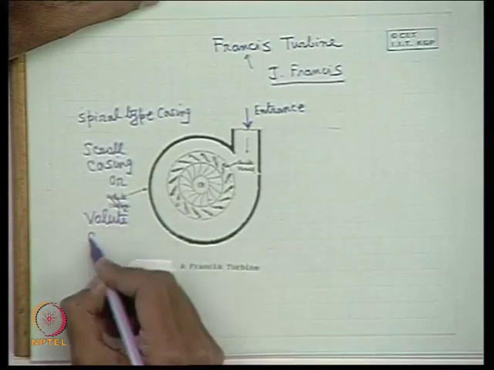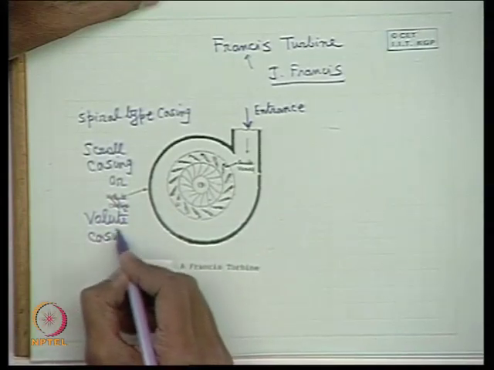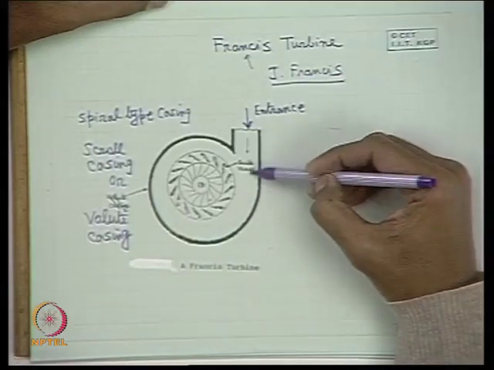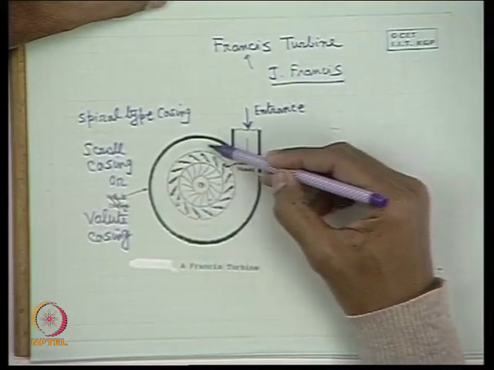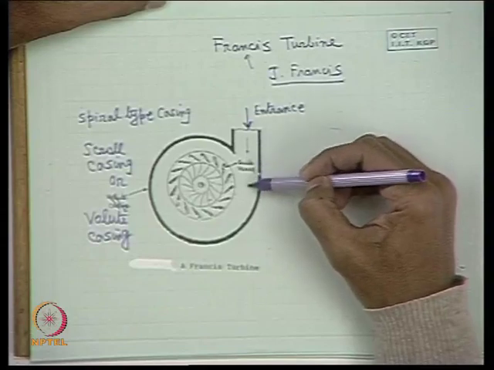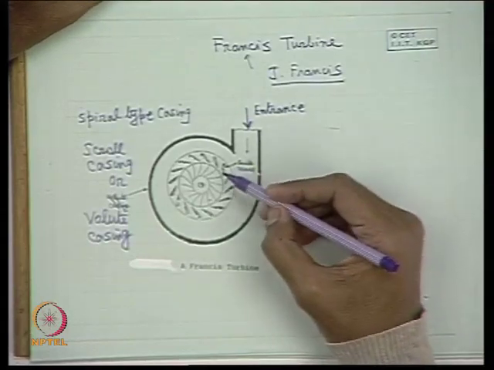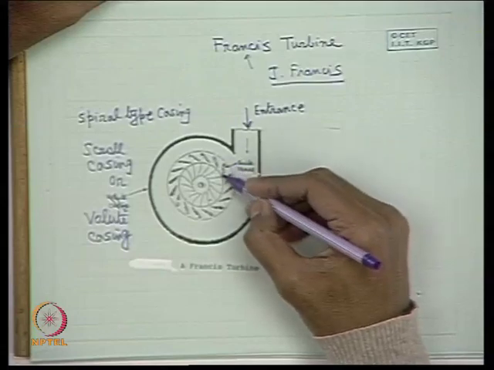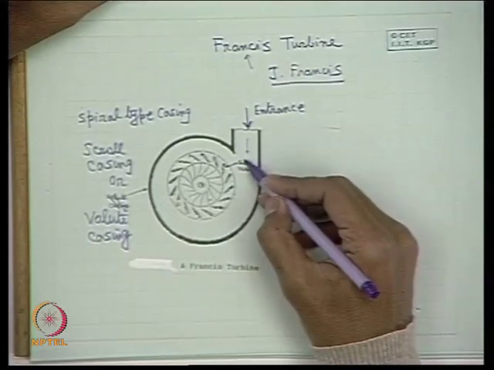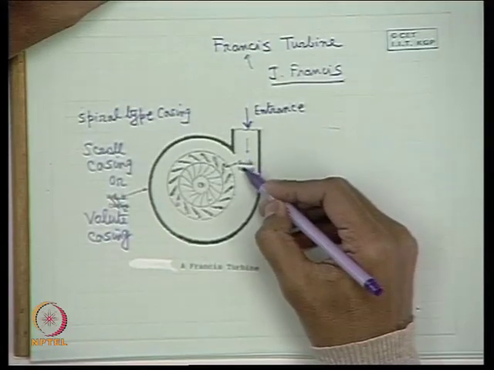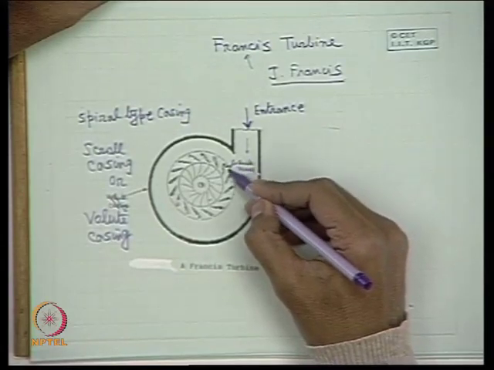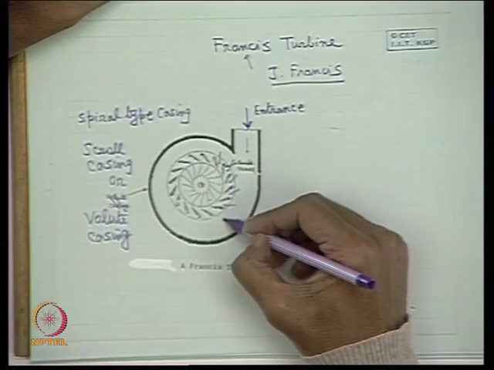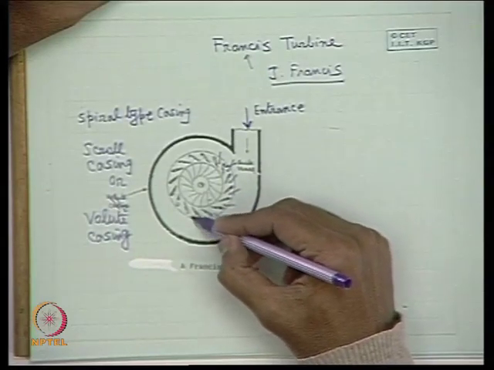Volute casing. A spiral type casing, known as scroll casing or volute casing. Why is it spiral type? Because its area changes in such a way that it looks like a spiral as the liquid flows through it. Then there are certain vanes or blades which are fixed, and as the liquid flows through the spiral casing, the liquid enters into the passages formed by these fixed blades.